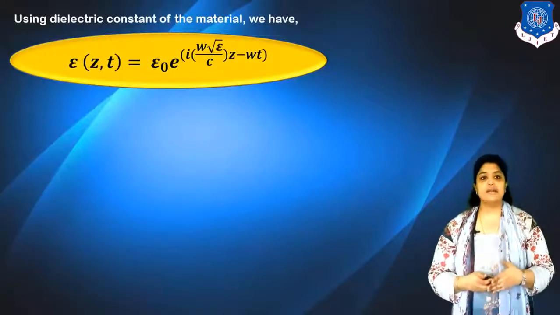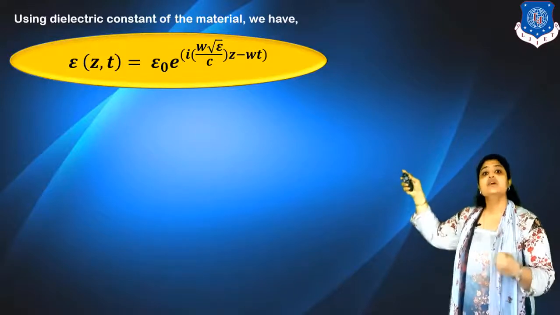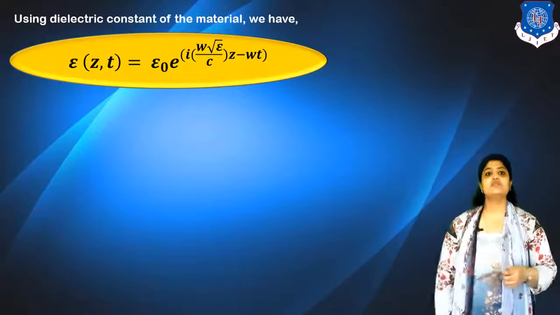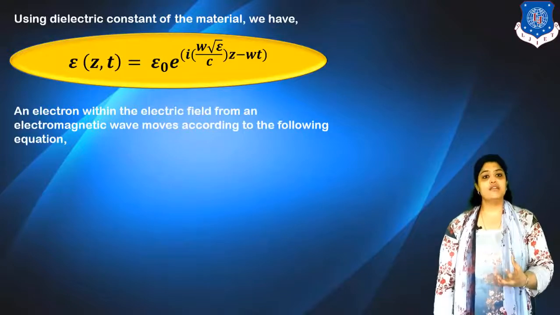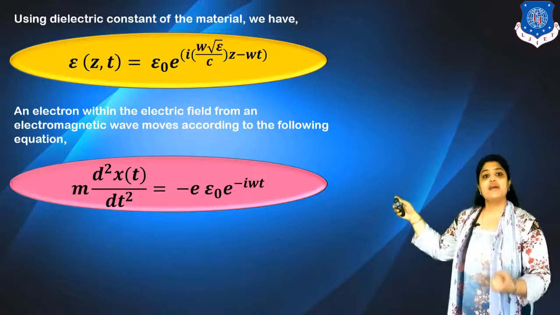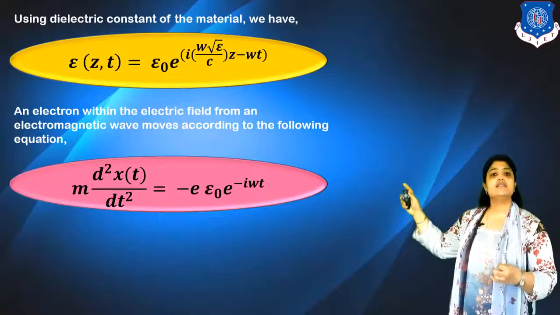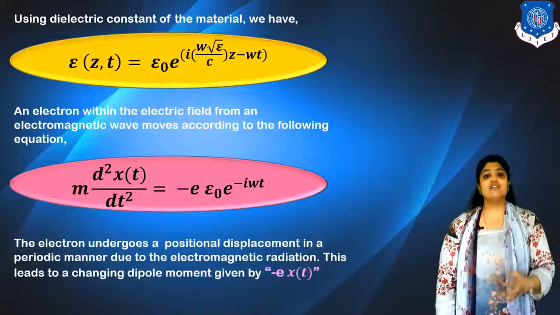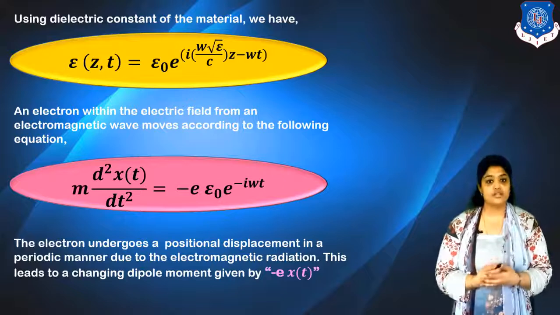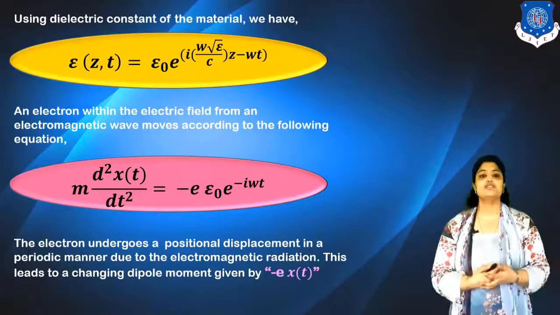Using the dielectric constant of the material, we have the equation ε(z,t), that is the electric field along the z axis, is equal to ε0 e^(iω(√ε/c · z − ωt)). An electron with electric field from the electromagnetic wave moves according to this equation, where we have m d²x/dt². It is nothing but ma, which indicates force, that is equal to −eε e^(−iωt). So this electron undergoes a positional displacement in a periodic manner due to the electromagnetic radiation, and this leads to the changing dipole moment, which is indicated by −e x(t) as a function of time.